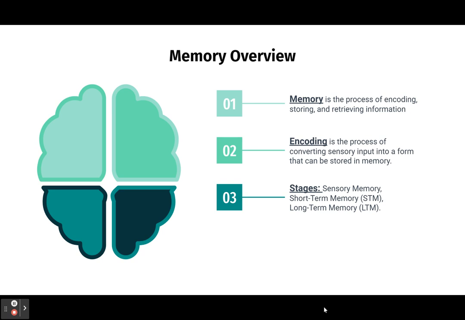Memory involves encoding, storing, and retrieving information. Julie Dirksen in chapter 4 emphasizes sensory memory, short term memory, and long term memory as fundamental components of our memory system.